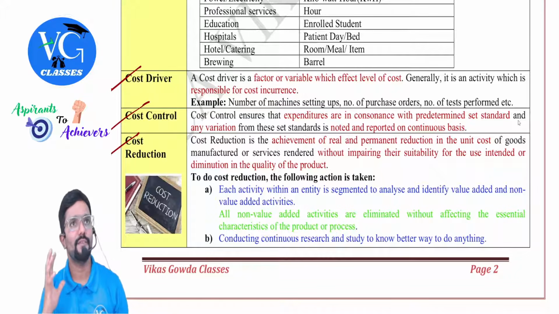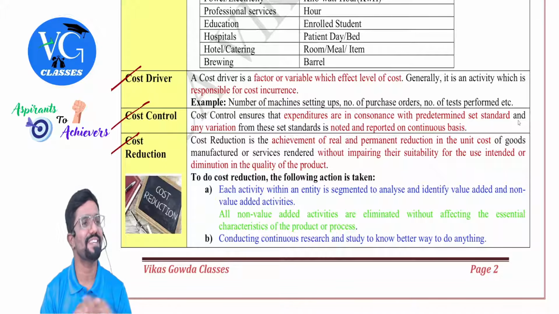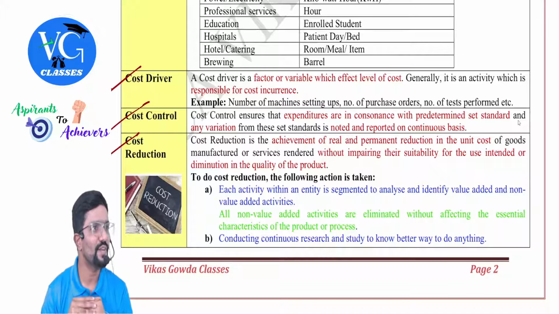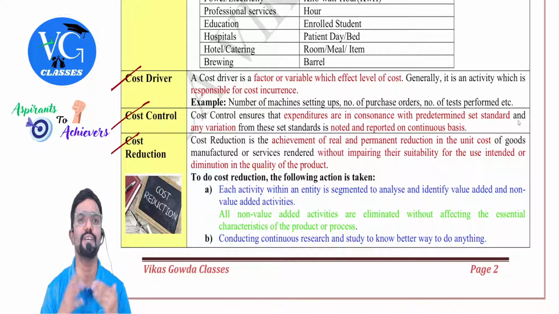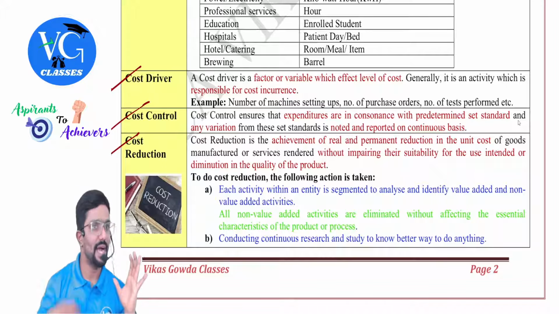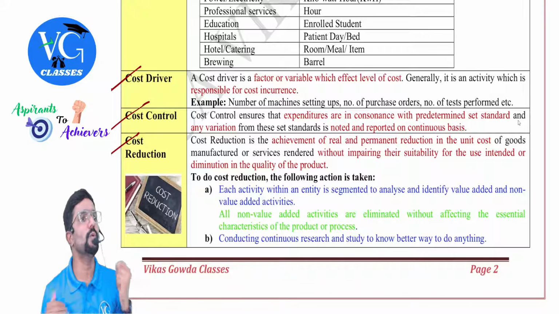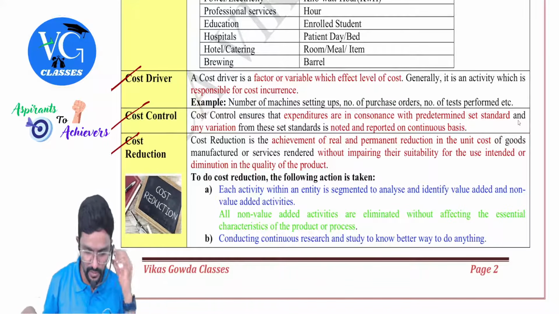Clear? Same way, for example, assume production, overall production cost I am taking. What is the cost driver there? Number of units. Higher the number of units you produce, higher would be the production cost. Got it? So, cost driver is a factor which will affect your cost. Higher the cost driver, higher would be the cost. Lower the cost driver, lower would be your cost.